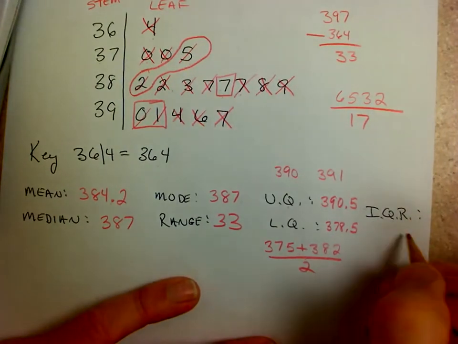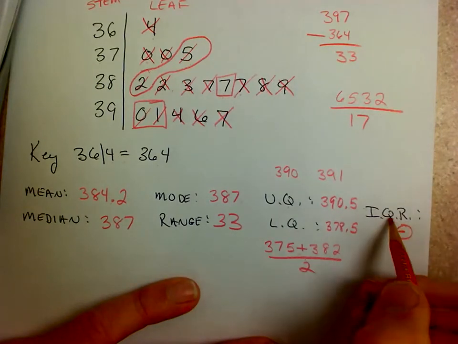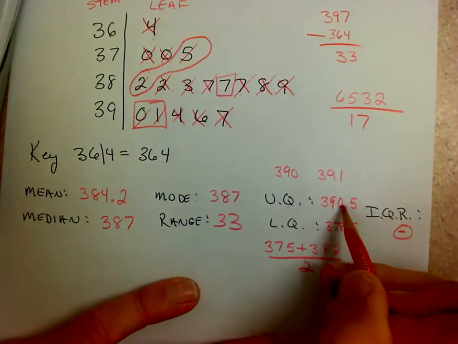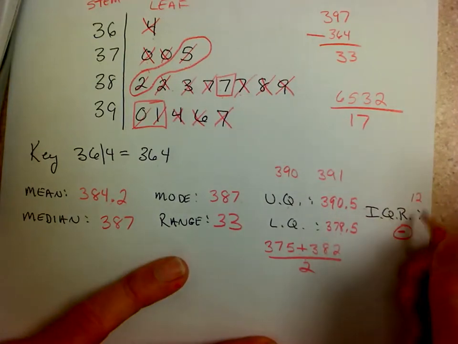Interquartile range. Remember range, we want to be subtracting. This tells us to subtract our quartiles. So 390.5 minus 378.5 is 12.